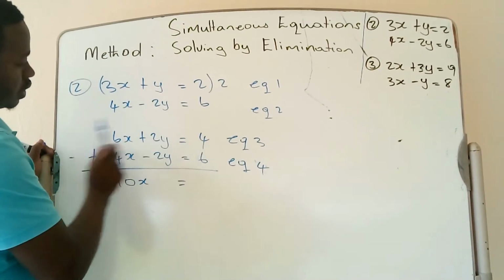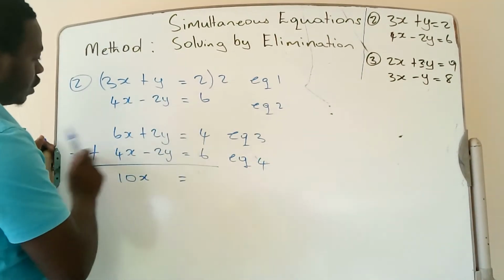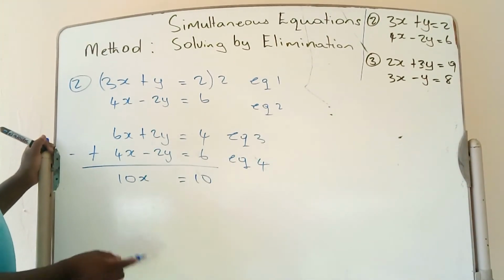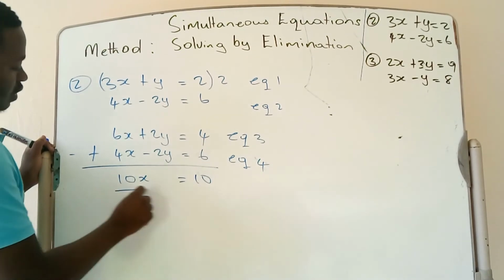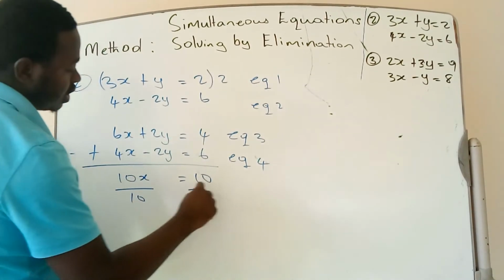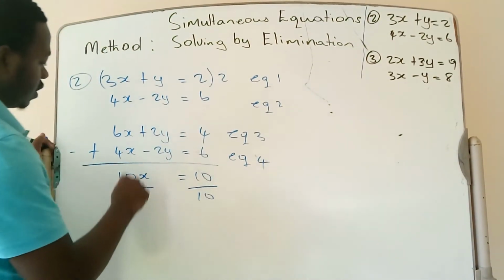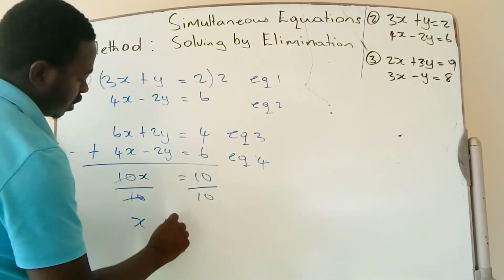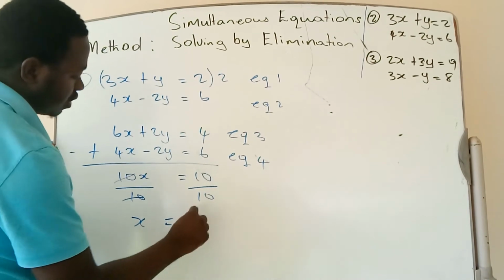6 plus 4 gives me 10. That's it. All you need to do now is to divide both sides by 10. So divide this side by 10, divide this side by 10. 10 cancels out 10 here, so we're left with x is equal to 10 divided by 10, that's just 1.